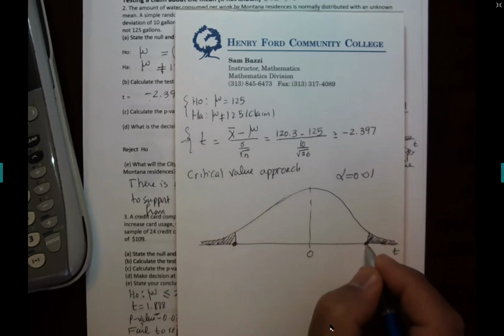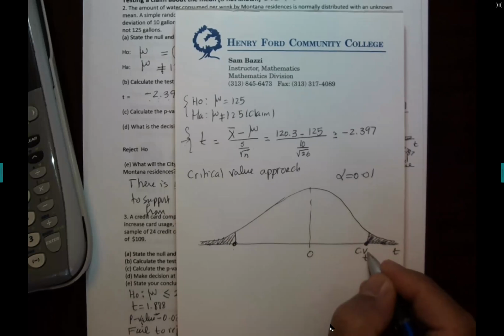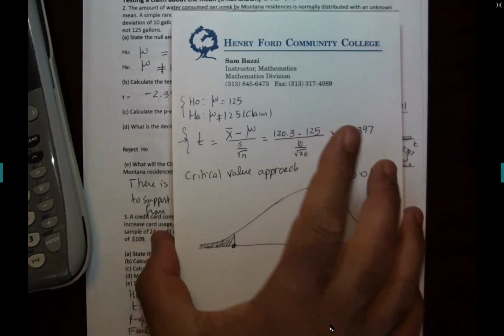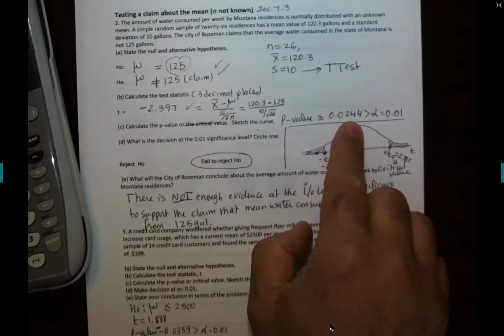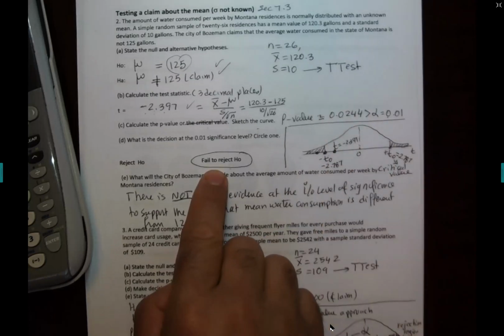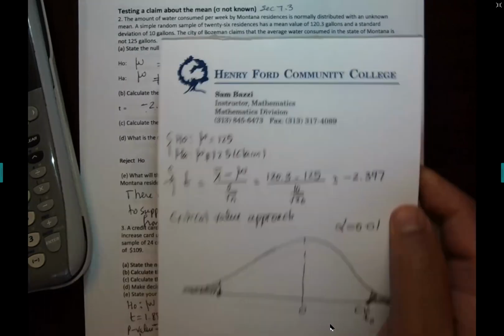So I'm going to show you how to find the critical value, which is called the critical value CV. They call it in the book T sub 0, a critical value approach. Once I find this value, I will show you how to use it to make a decision whether you reject HO or fail to reject HO. Remember, when we did the p-value here, we ended up with the p-value 0.0244, more than alpha, we failed to reject HO. We should get the same result whether I use the critical value or the p-value. So watch.